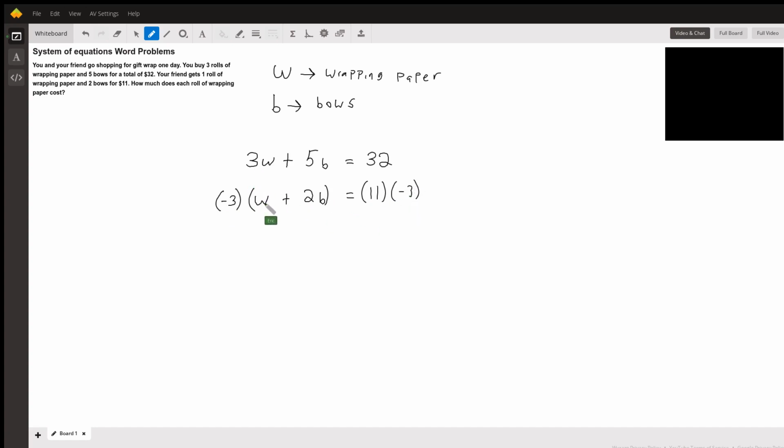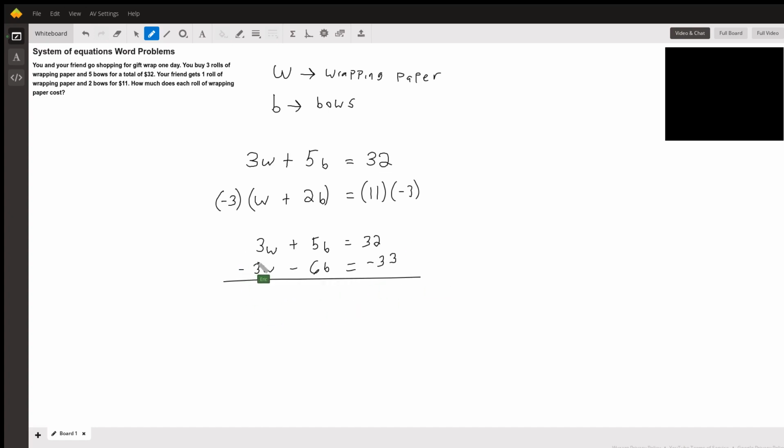Rewriting both equations, we have 3W plus 5B equals 32. And we have negative 3 times W, which is negative 3W. Make sure to distribute the negative 3 through both terms. Negative 3 times 2B is negative 6B. And on the right, 11 times negative 3 is negative 33.